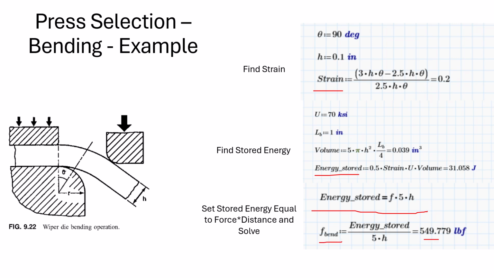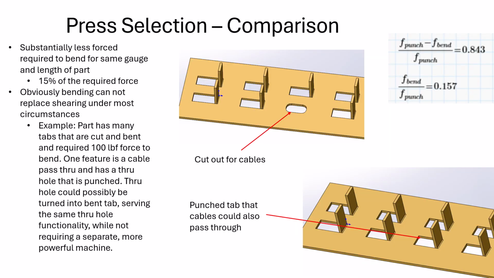So 550 pounds. If we remember back from our shearing, it's once again the same thickness and length. It was 3,500 pounds. So only 15% force is required for bending. So it's an important thing to note if you are selecting presses for what you might need for your processes. It'd be important if you could ever come up with a situation where, hey, maybe you were going to use a shearing operation and bending, but if you can combine it to just use bending, that'd be great.